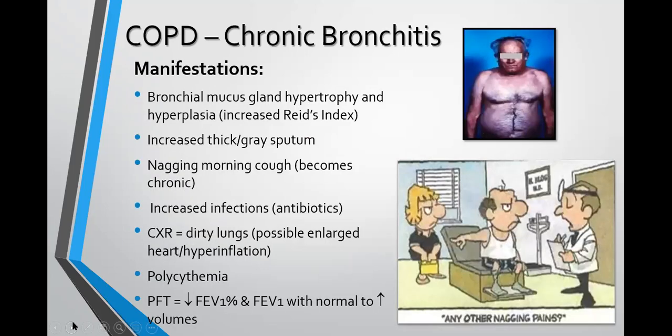How does it manifest? Bronchial mucus gland hypertrophy, right? The bronchial mucus glands get bigger, and hyperplasia, right? It's marked by thick gray sputum, right? Chronic bronchitis is marked by this manifestation. How do I know that we got it? First of all, we said it lasts for 3 months and you get it in consecutive years. But another thing is thick gray sputum. So if you're coughing up thick gray looking sputum, that is chronic bronchitis.